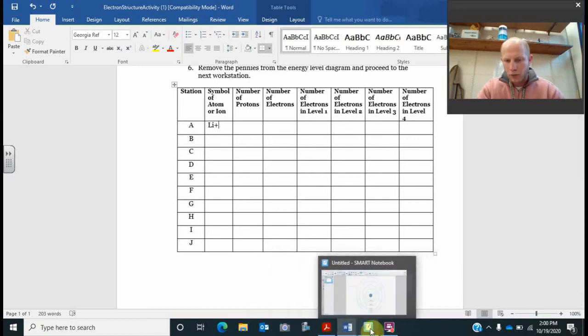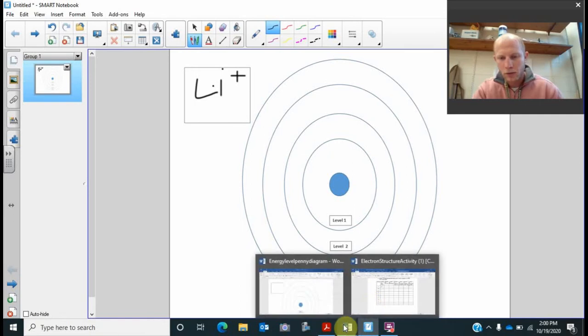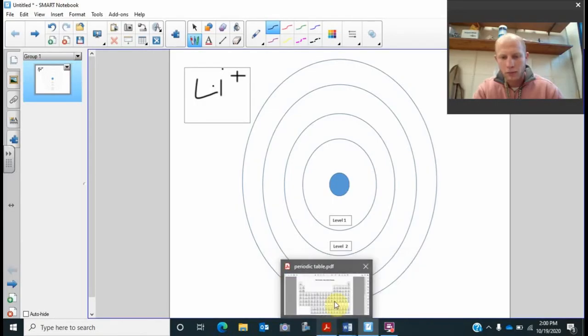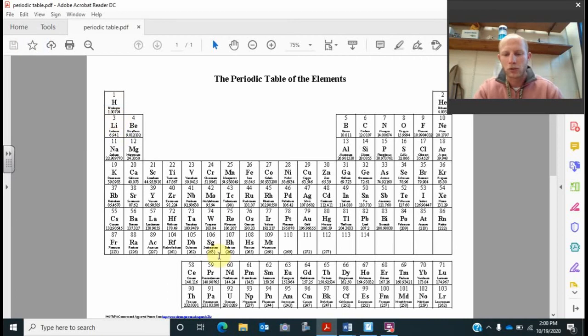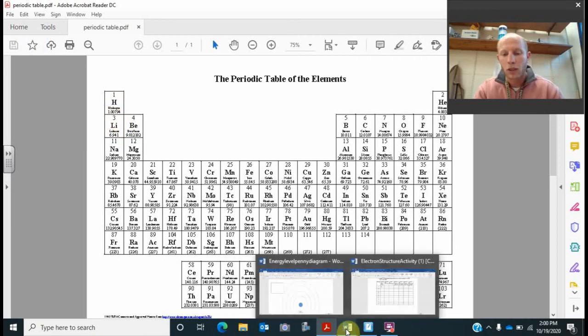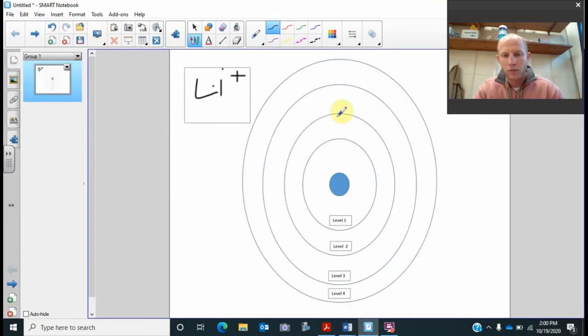Anyways, let's go back to our diagram here. We're doing lithium, Li plus. All right, so we know lithium. If we go to our periodic table, you should be looking at a periodic table at all times. We have lithium right here, and lithium's atomic number is 3. So how many electrons would a normal lithium atom have? A normal lithium atom would have 3 electrons.